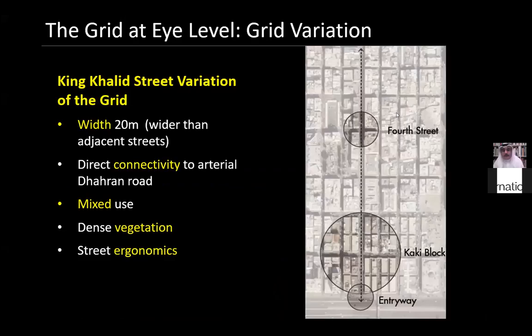Right now, of course, it's not the same as it was, but in this very short analysis, we'll shed some light on the street and how it started and how it became. King Khalid Street was 20 meters wide, so it gave enough space compared to all streets next to it for activities to take place. It had direct connectivity to the major Dahran Road that you see here. According to the original grid iron plan, it was in an extremely favorable position to be a collector street, almost like Oxford Street in London.